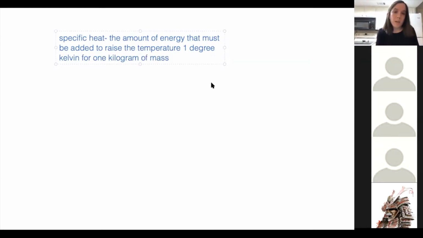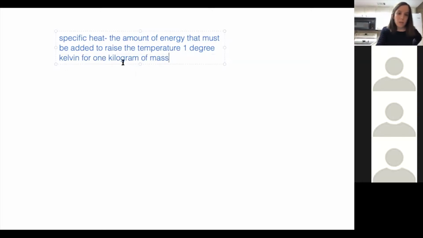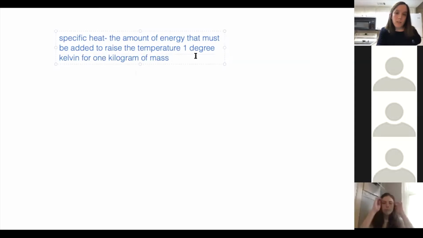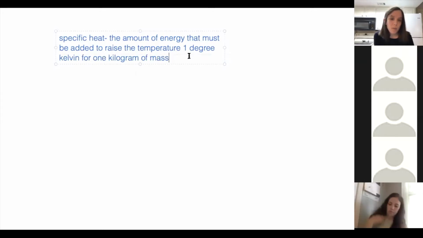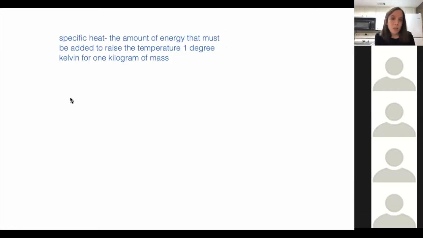Specific heat is the amount of energy that must be added to raise the temperature 1 degree Kelvin for 1 kilogram of mass. Now, Kelvin and Celsius are the same degree amount. You're going to have different degree numbers, but the actual degree marking is the same for Kelvin and for Celsius, so you can use Kelvin or Celsius for that. Another way to think about this would be the amount of energy to raise something 1 degree Celsius or Kelvin, or it's how much or how quickly things rise in temperature.